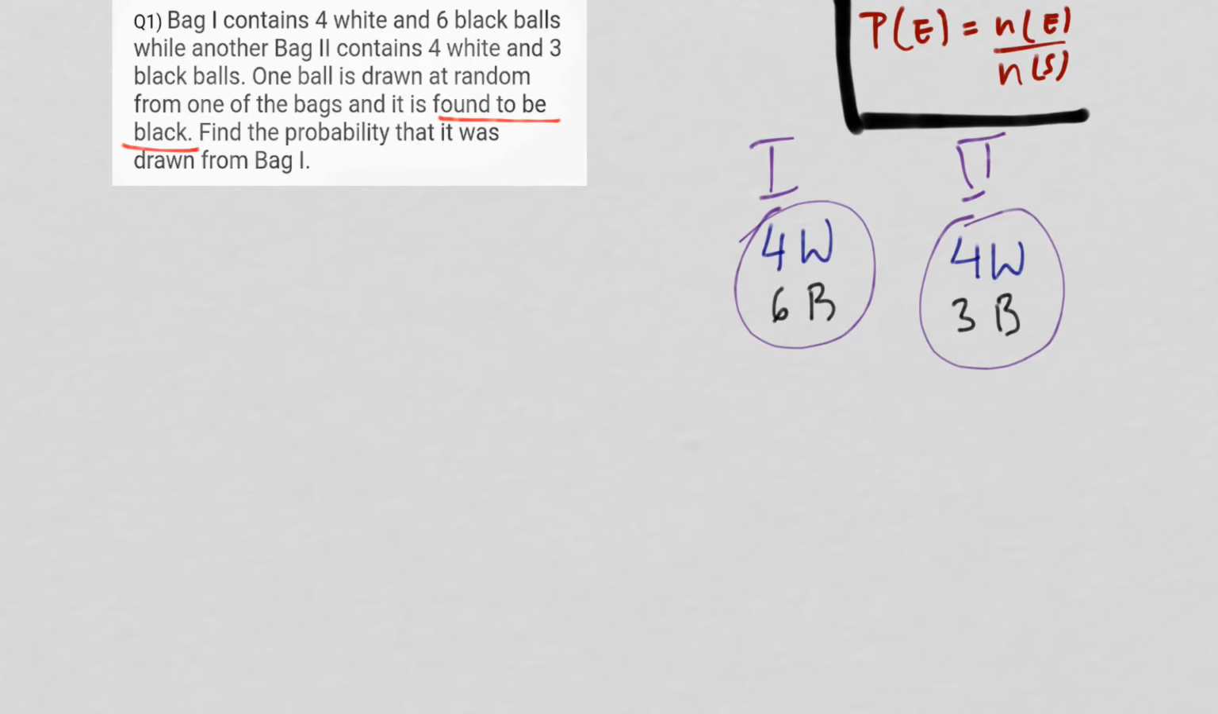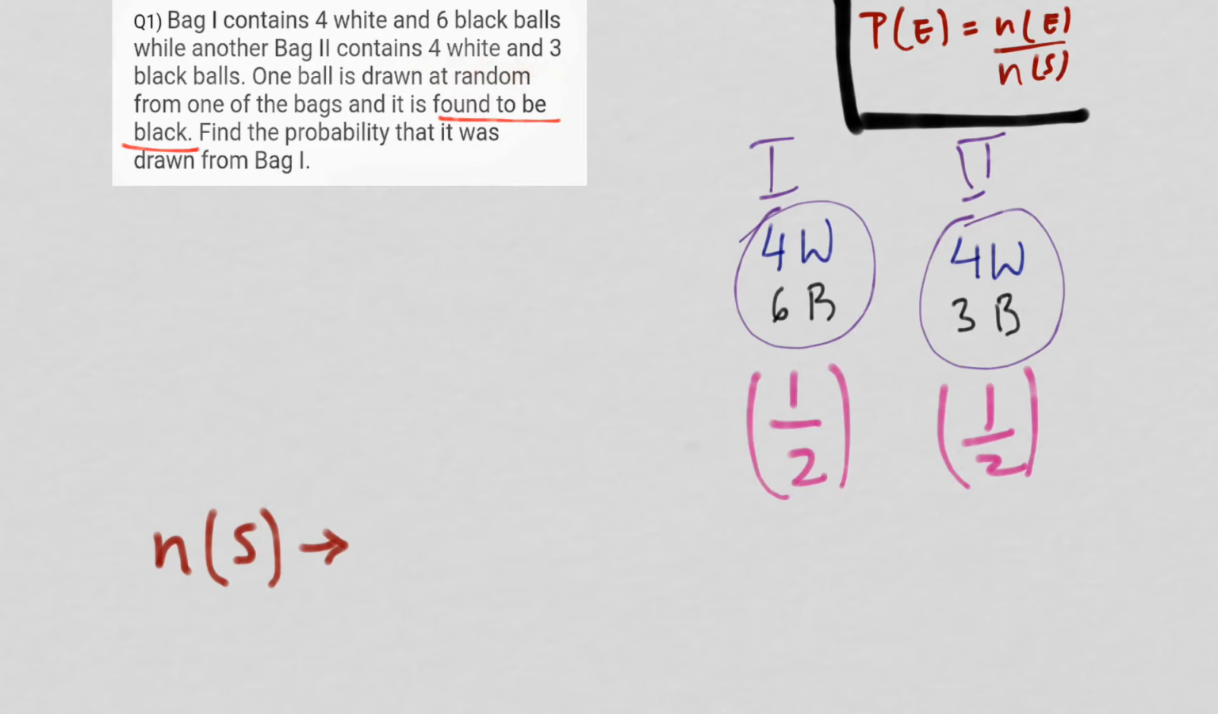Given that there are two bags, the probability of choosing bag 1 is half, and the probability of choosing bag 2 is half. Had there been 3 bags, the probability would have been 1 by 3, 1 by 3, 1 by 3. Had there been 4 bags, it would have been 1 by 4, 1 by 4, 1 by 4, 1 by 4. In this case, bag 1 has a probability of 1 by 2 and bag 2 has a probability of 1 by 2 because there are 2 bags. Let's examine NS first.